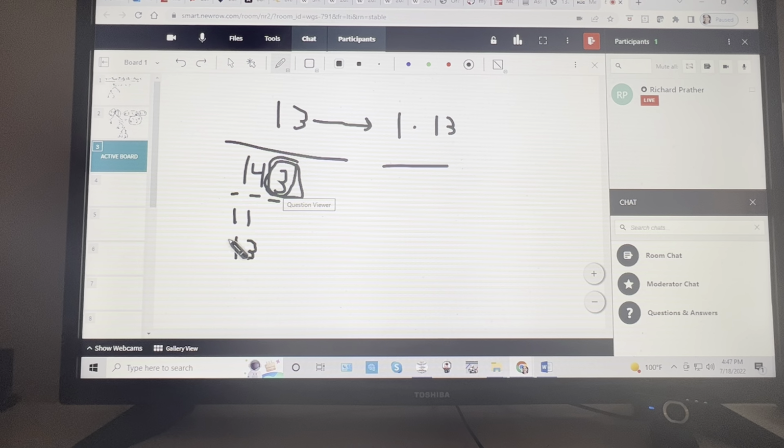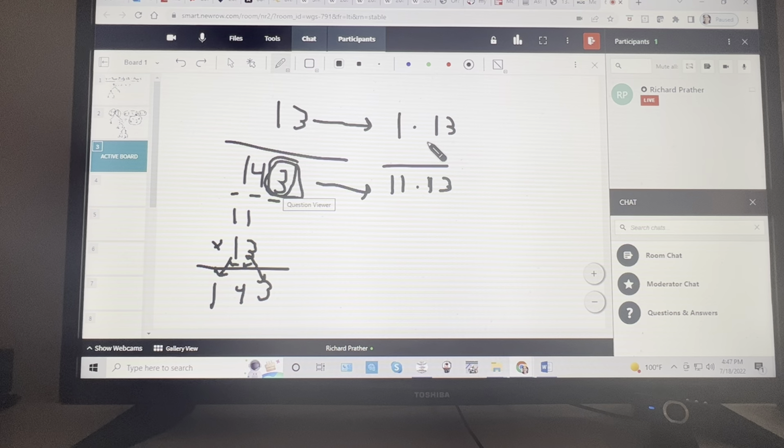times 11, there's a little math trick for doing this. You split the 3 and the 1 apart, and then you add these two digits together. 1 plus 3 is 4. So 143 is 11 times 13. What I just did there is I broke it down into its prime components, like the first four problems. It's just that one was harder because it was such a large number.